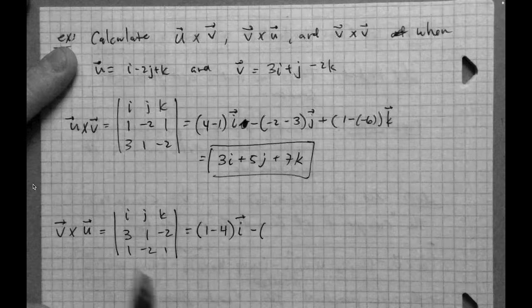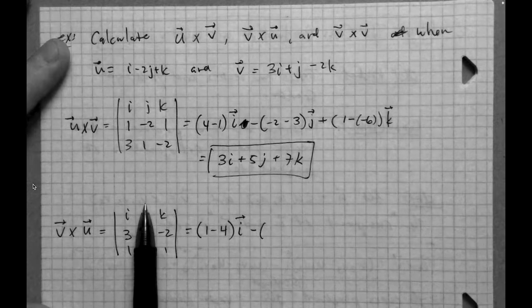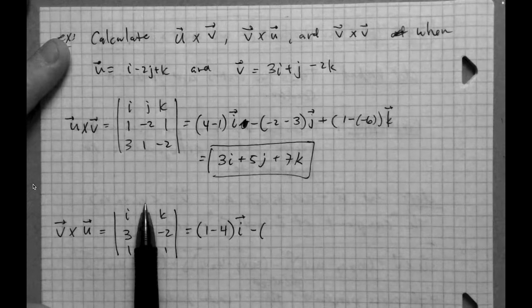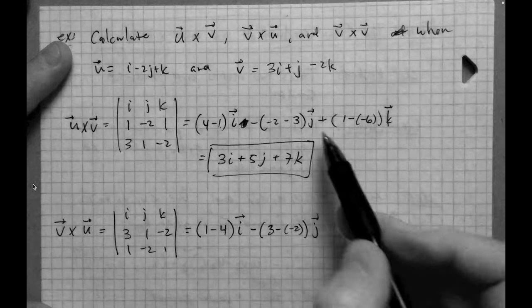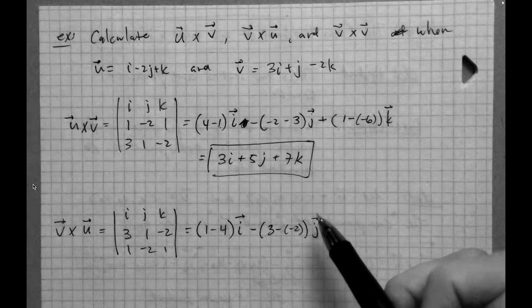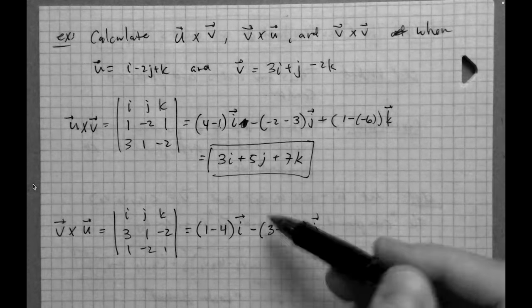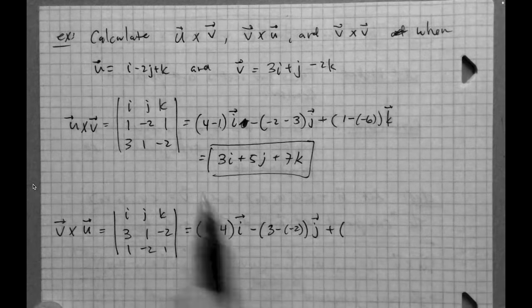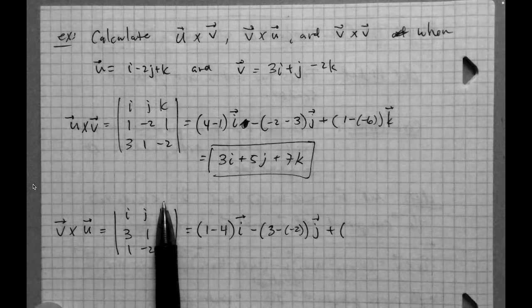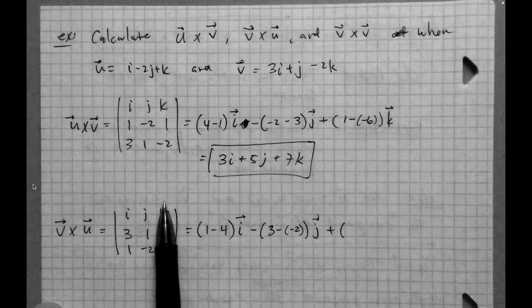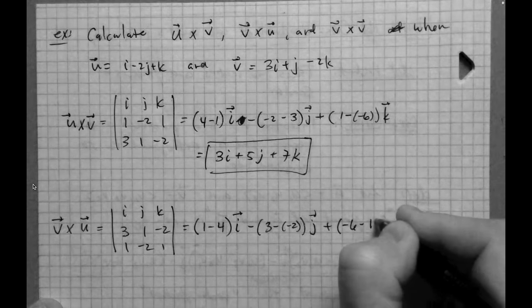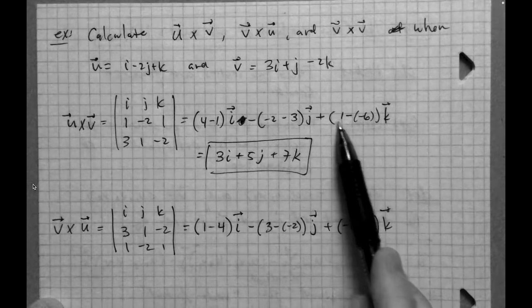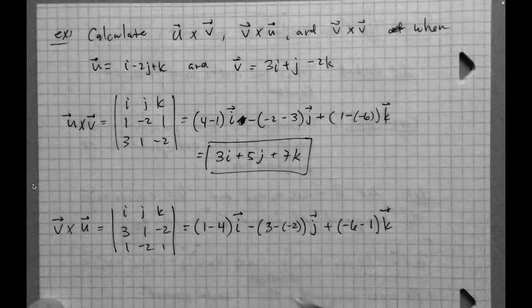And then minus, and now the j, so it'll be 3 times 1 minus 1 times negative 2. So that'll be 3 minus negative 2. Again, flipped here, right? Okay, so here you had negative 2 minus 3. Here you have 3 minus negative 2. And then plus, hiding the k, you get 3 times negative 2 is negative 6, and then minus 1. Right, so here it's negative 6 minus 1. Right, so again, flipped. It was 1 minus negative 6.